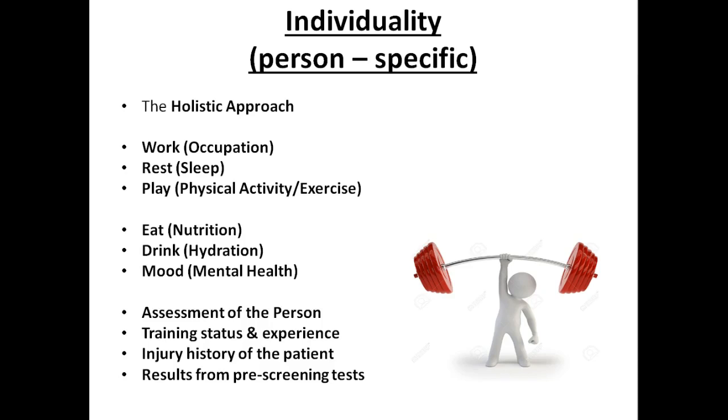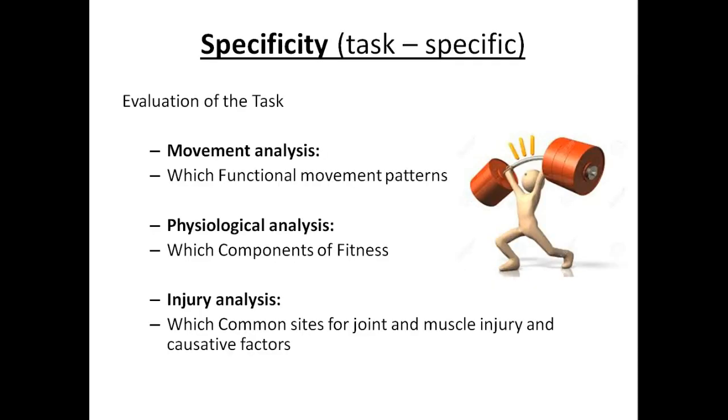We've got to look about their nutrition status, their hydration status, and their mental health. So their mood. Is their mood stable, or is it fluctuating from low to high? We've got to assess the person, and also their training status and experience. If you've got a previous Olympic athlete compared with a couch potato, you're going to train the two very differently. And also, are they injured, or do they have a history of injury? And all these results will be gained from a pre-screening test.